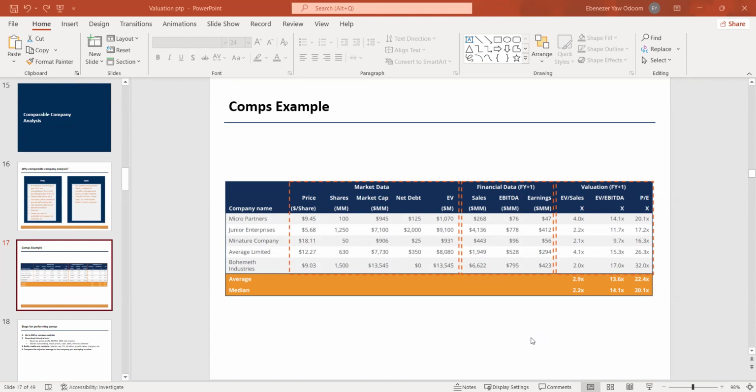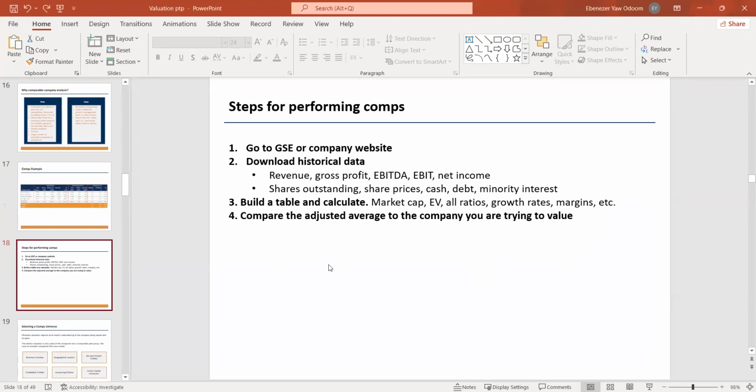Where you pick similar companies, about 4 or 5, and perform it. So today I want to gist you on how you can perform comparable companies, right? And then we will call it a day. So for the Ghana Stock Exchange, there are 2 broad sectors with better comparables. One of them is banks, and the next one is manufacturing.